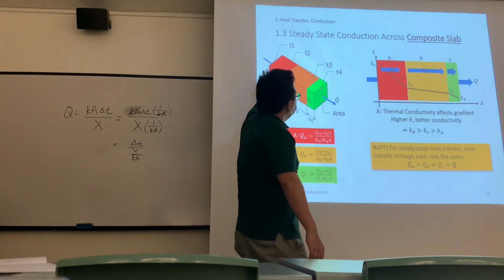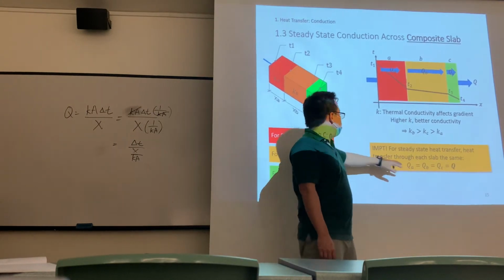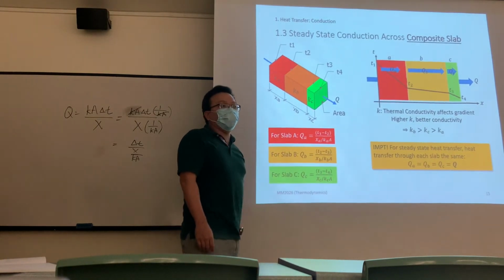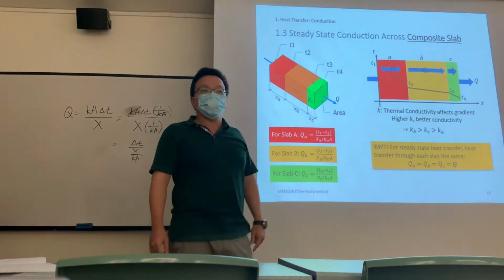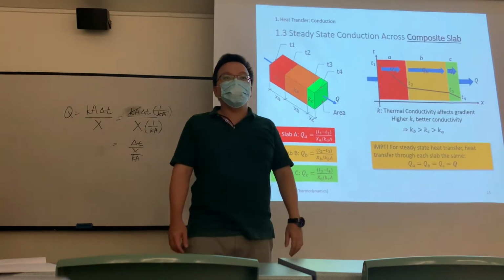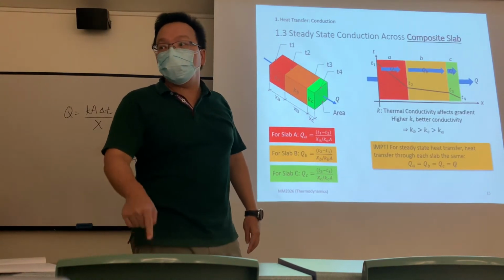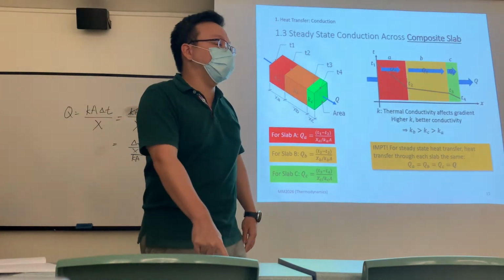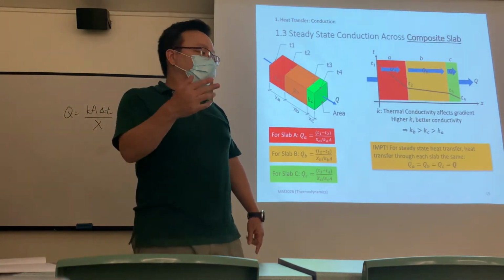Okay? So when all the conditions don't change, heat transfer to each slab is also the same. This is what? QA equals QB equals QC. If I ask you in the question, what is the total heat transfer through this, do you take QA plus QB plus QC? Yes or no? No. The moment you find QA means you already know the rest. Am I right?